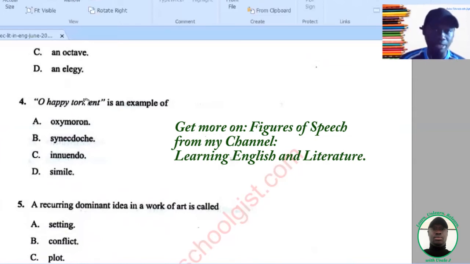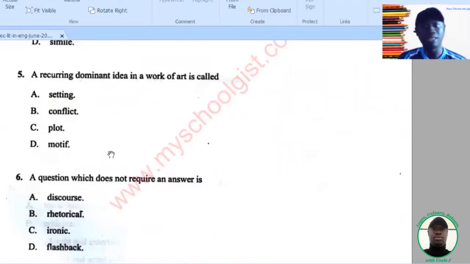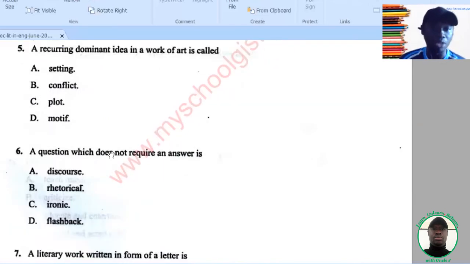Question 5. A recurring dominant idea in a work of art is called A. Setting, B. Conflict, C. Plot, D. Motive. Setting is the place and time of the play or the story. Conflict is the fight between the protagonist and the antagonist. The plot is the arrangement of the events in the play. Motive is the recurring dominant idea in a work of art or any form of literature. The correct answer here is motive.